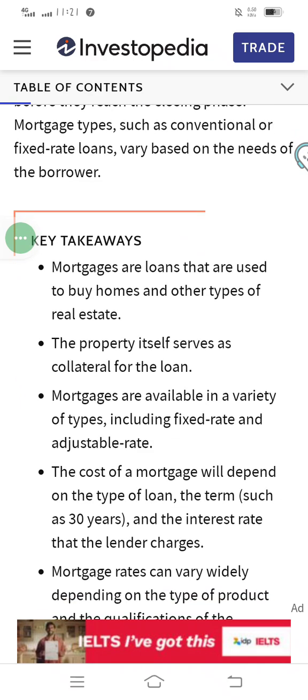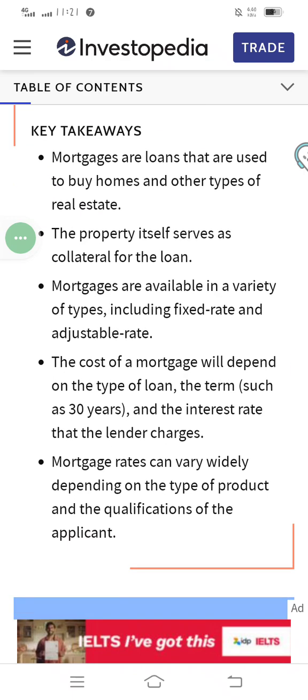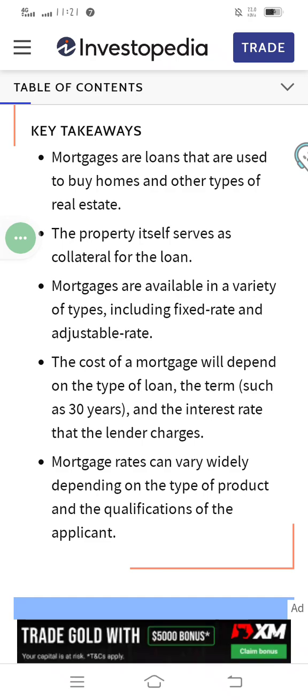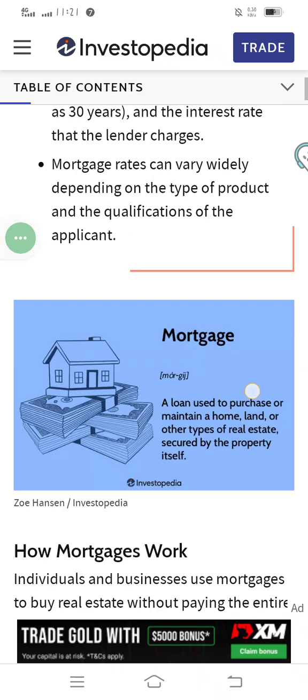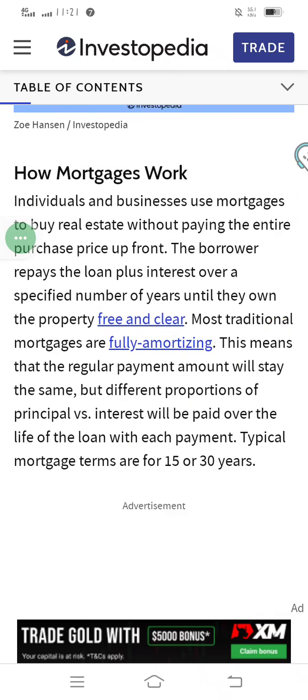Mortgages are loans that are used to buy homes and other types of real estate. The property itself serves as collateral for the loan. Mortgages are available in a variety of types, including fixed rate and adjustable rate. The cost of the mortgage will depend on the type of loan, the term such as 30 years, and the interest rate that the lender charges. Mortgage rates can vary widely depending on the type of product and the qualifications of the applicant.